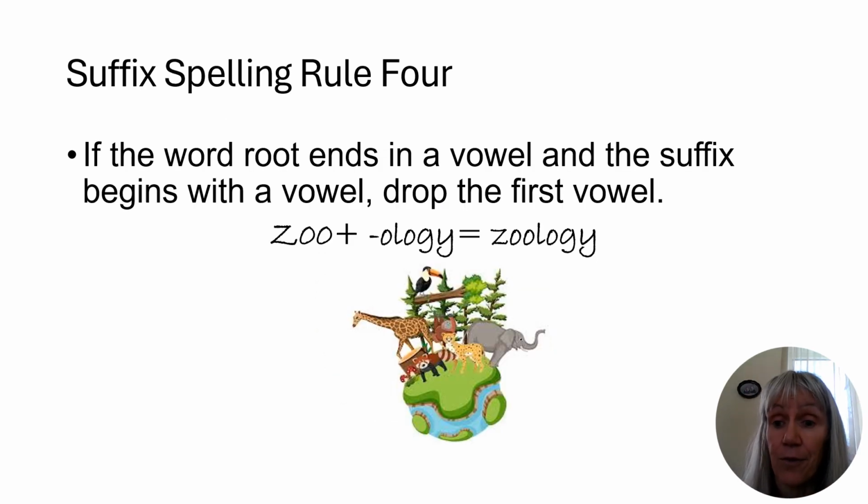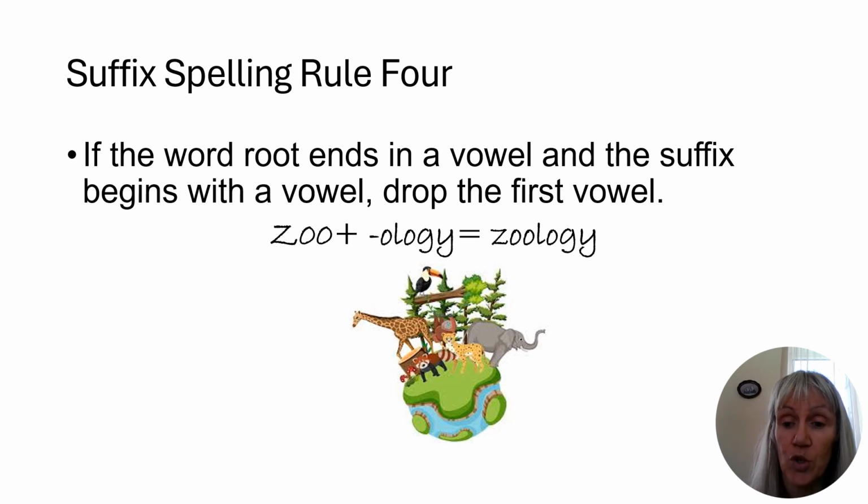Now we're on the fourth spelling rule, suffix spelling rule 4. If the word root ends in a vowel and the suffix begins with a vowel, we'll drop the first vowel. So we'll drop the vowel at the end of the word root. So let's look at this. This is especially true if those vowels are the same.